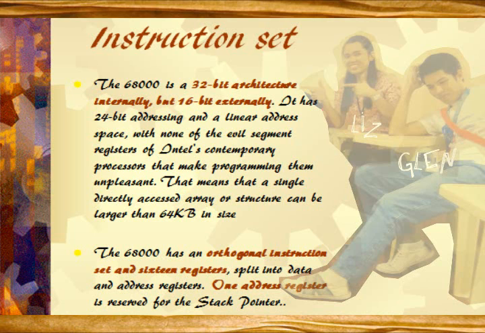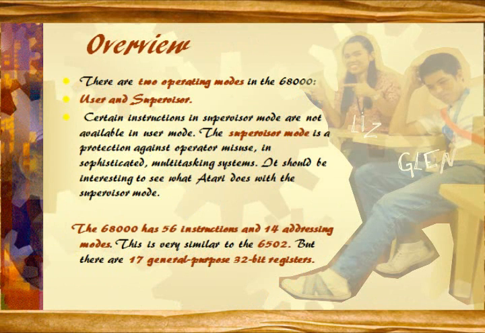The 68000 has an orthogonal instruction set and 16 registers split into data and address registers. One address register is reserved for the stack pointer. More overview. There are 2 operating modes in the 68000.